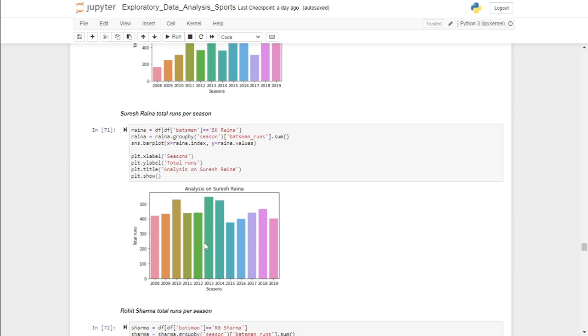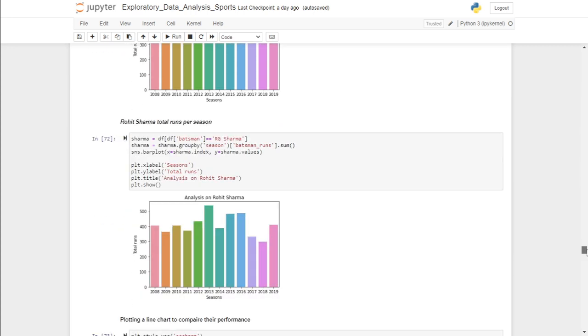And Suresh Raina per season maximum scored approximately 550 in 2013, 2014, and 2010 also. And Rohit Sharma also has a balanced flow of total runs in every season, but his peak is in 2013 with greater than 500 runs.